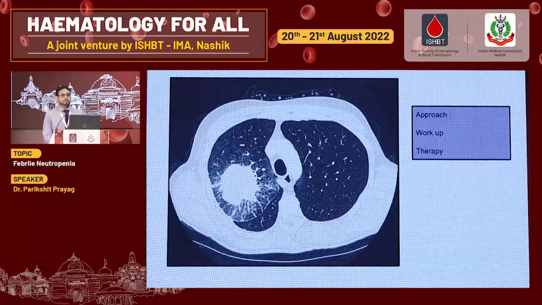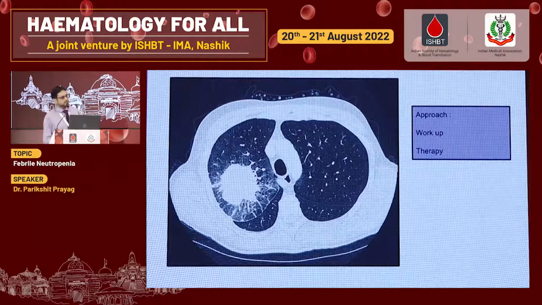This is a good time to get a CT chest. Again, getting a CT chest before sending a galactomannan is a good way to go about it. Because remember, galactomannan is a marker of invasive pulmonary aspergillosis. If there are no pulmonary lesions, your galactomannan is not likely to be very useful.